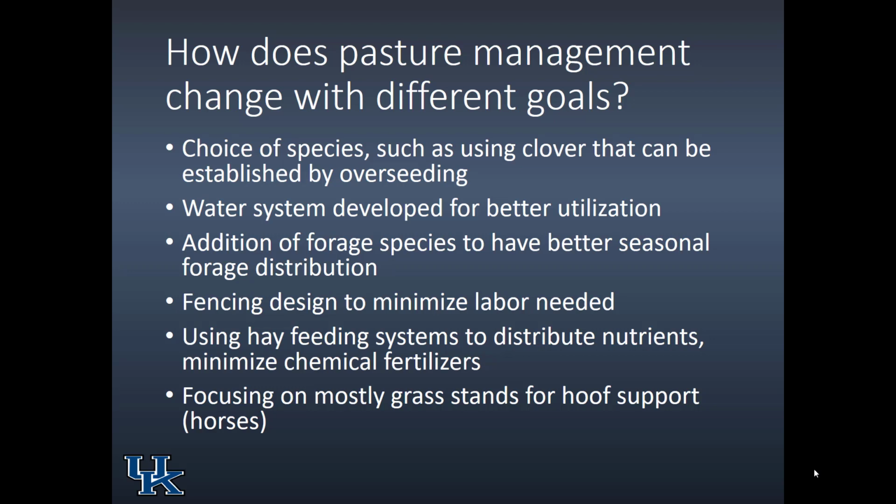You may have a water system development issue and you need more water system to get better utilization, a better water system. You may need to add a different forage species to have better seasonal forage distribution so that you don't have to feed as much hay. You may have to change your fencing design or add fencing to minimize the labor needed. You may need to use hay feeding systems that distribute nutrients and minimize the use of chemical fertilizers. And you may need to focus mainly on just having a pure grass stand of the thickest possible cool season grass, or Bermuda grass for that matter, for hoof support for horses.